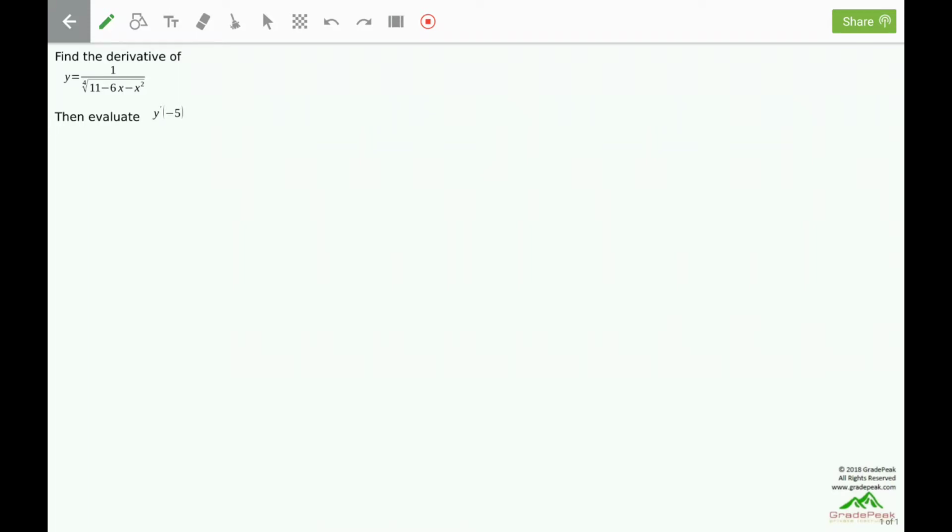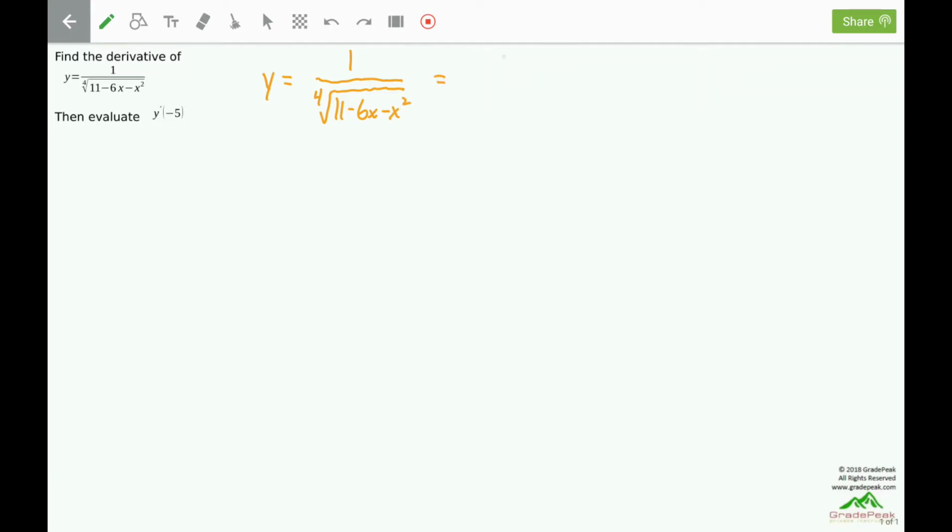Find the derivative of y equals 1 over the fourth root of the quantity 11 minus 6x minus x squared. Then evaluate y prime of negative 5. So y here is a fraction, 1 over the fourth root of an entire expression, 11 minus 6x minus x squared.